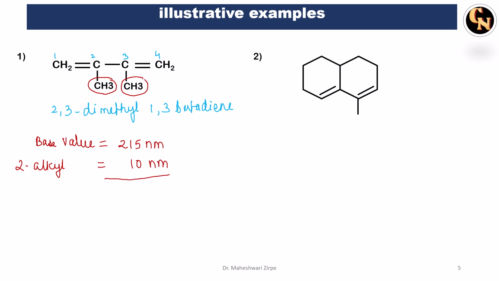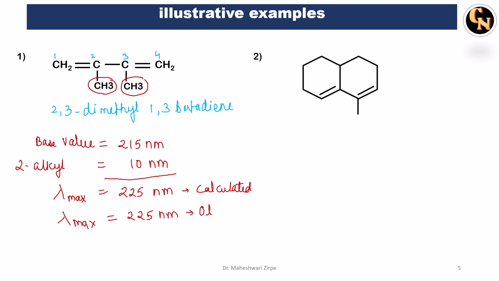So your lambda max value will be 225 nanometers. How much will it be? It will be 225 nanometers as the lambda max value by calculation. So this is a calculated value. We have just now calculated without any instrument, and if you see by instrument, the lambda max value is the same, that is 225 as the observed value.